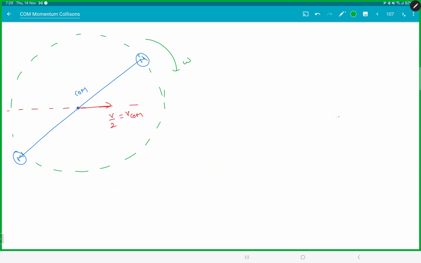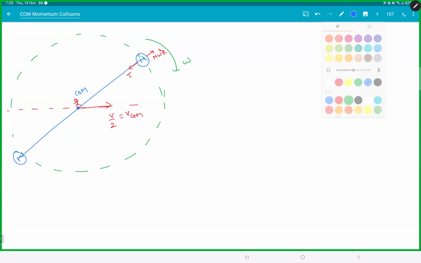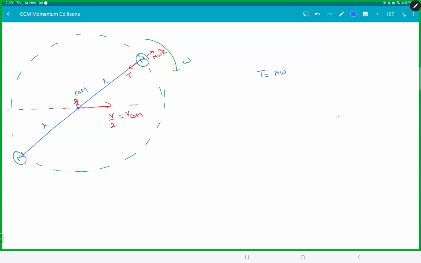So you want to find tension? Perfect. Go and stand at the center of mass. What are the forces? Tension. What is the force? M omega square R. What is R here? L, because this length is L and this length is L. So tension is equal to M omega square R. Omega is u by 4L whole squared and R is L. Mu square by 16L. That is your tension in the string.